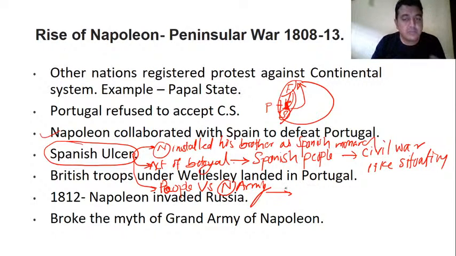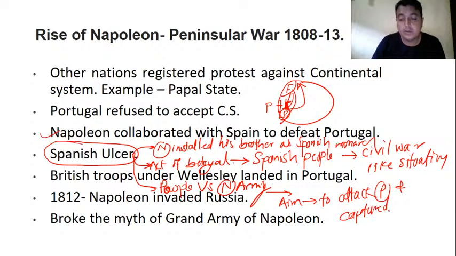What was the aim of the Napoleonic army at that time? To attack Portugal and capture it. And now the Napoleonic army was struggling in Spain only. They didn't attack Portugal. So was their aim fulfilled? No. Along with that, one more thing.